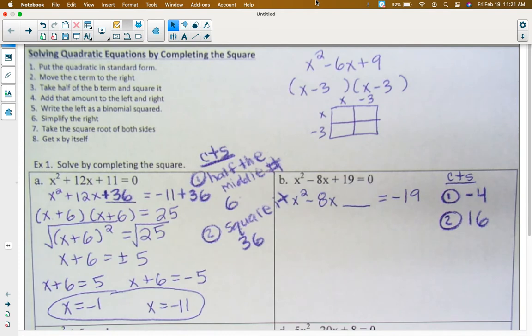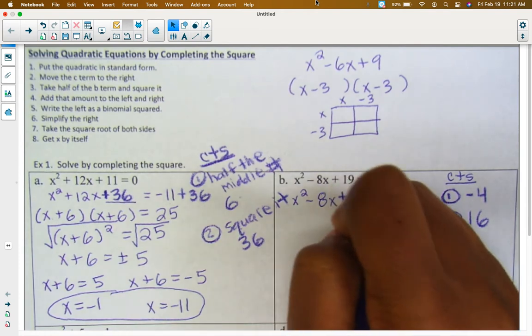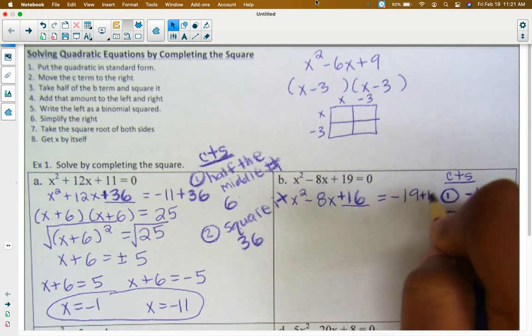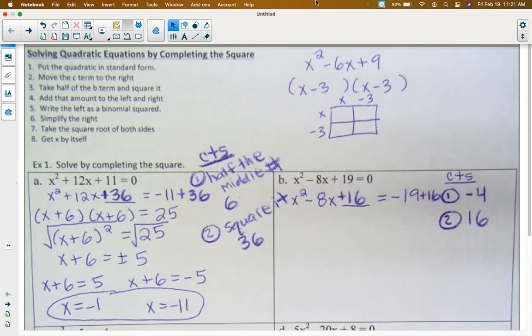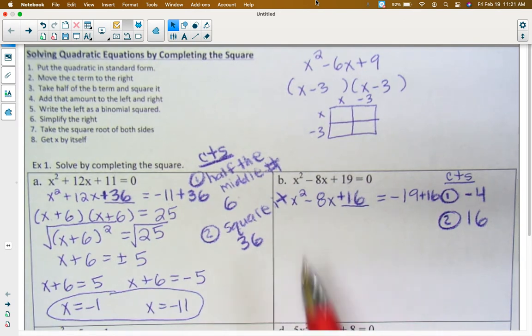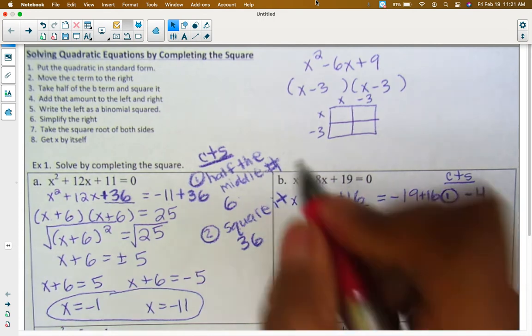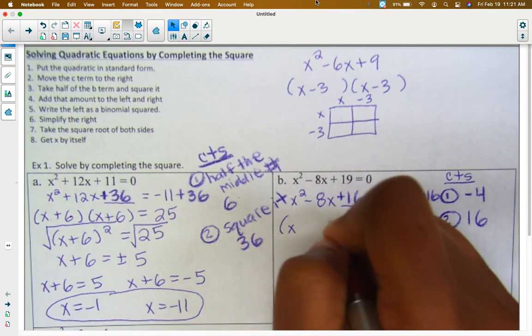So we need to add 16 on the left side, and we need to add 16 on the right side. So we're adding 16 to both sides. What you do to one side, you got to do to the other side. Now we need to factor this. And since this is a perfect square number, it's going to factor into the same number twice. We'll set up our parentheses.